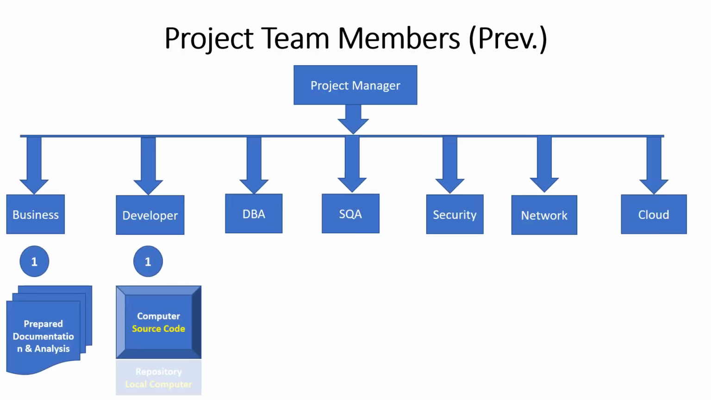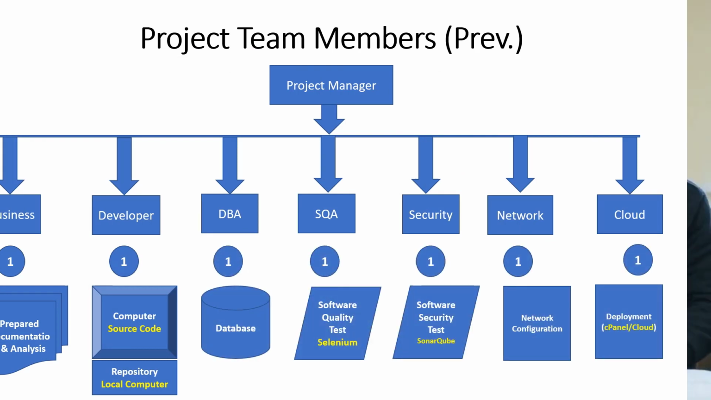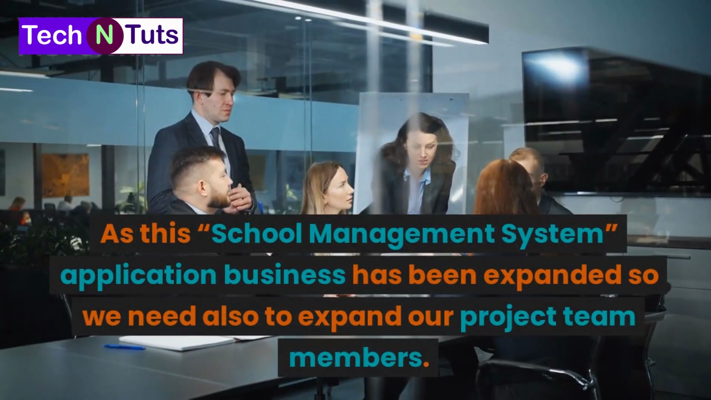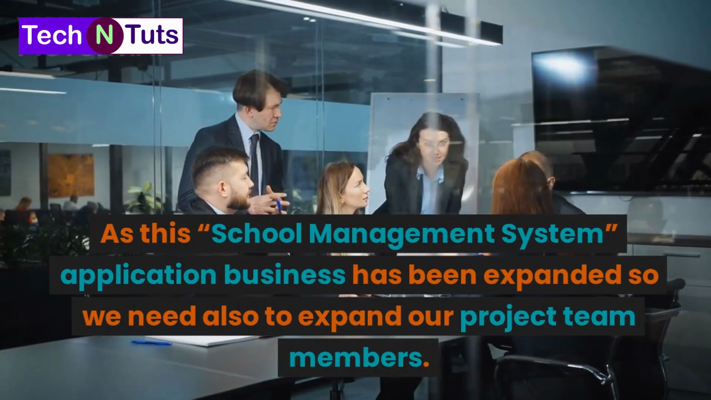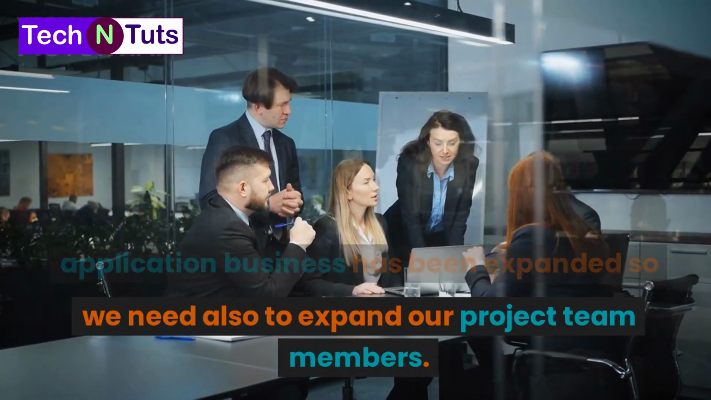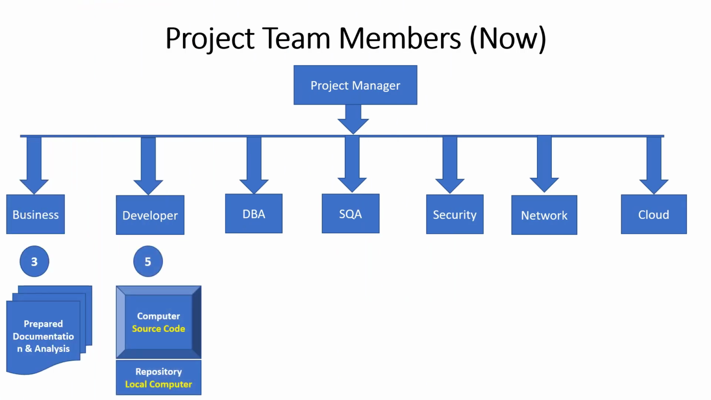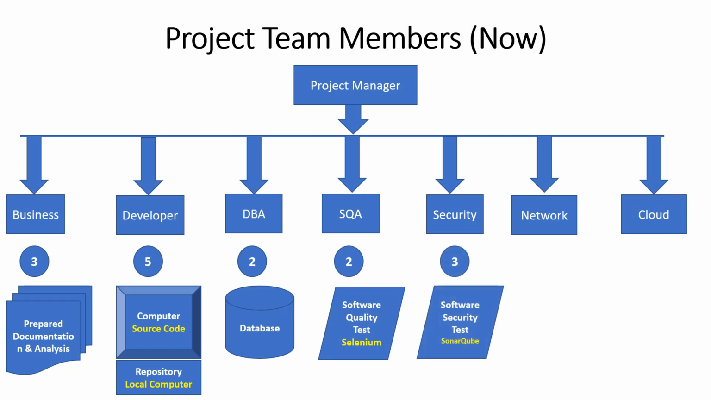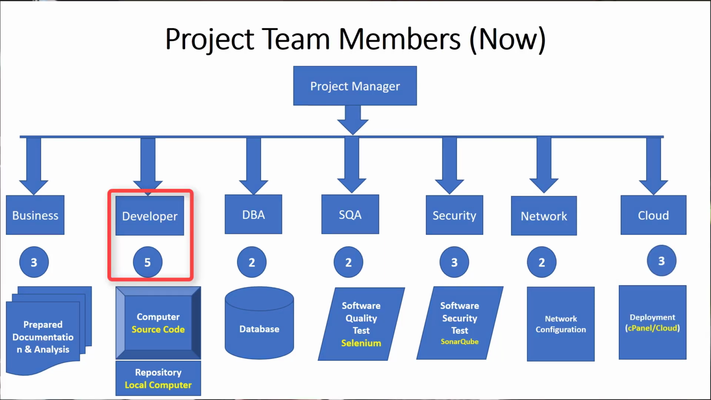Previously, our project team was just like this picture. As this school management system application business has expanded, we also need to expand our project team members. So according to the newly extended business, I have hired more engineers in different domains according to the picture. In the developer part, previously it was 1, but now it is 5. Previously, one person maintained the entire source code single-handedly, but now 5 developers are each assigned a different module or feature for a single source code.